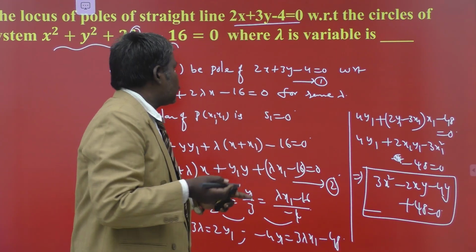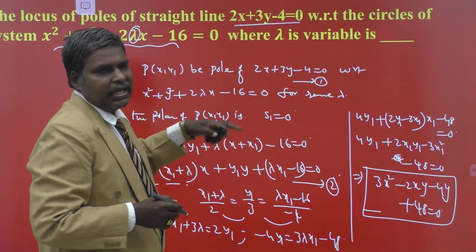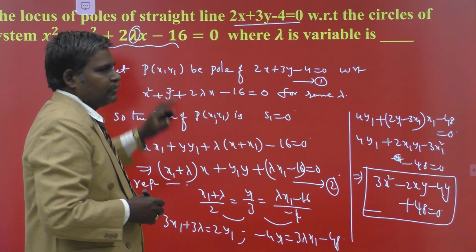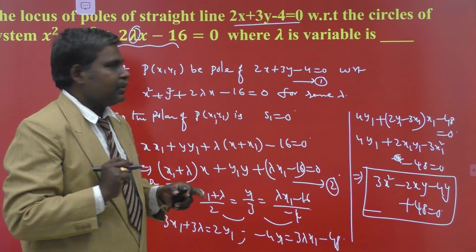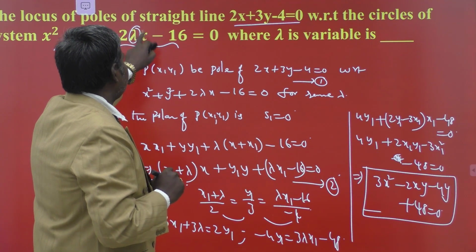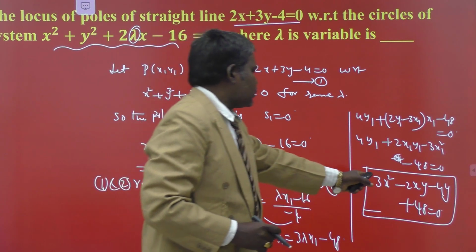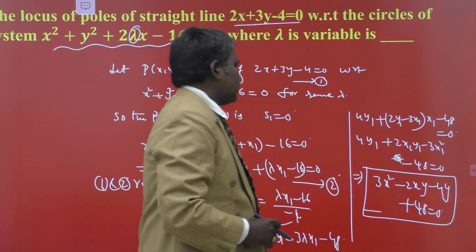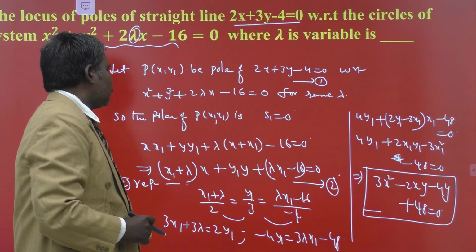You first ask one question to yourself. Why are the poles varying for a single line? Here the circles are varying. There exists a pole for a line with respect to a circle. Therefore, here the circles are varying. For every circle, there exists one pole. You collect all those poles, each and every pole lies on the locus, like this: 3x square minus 2xy minus 4y plus 48 equal to 0.